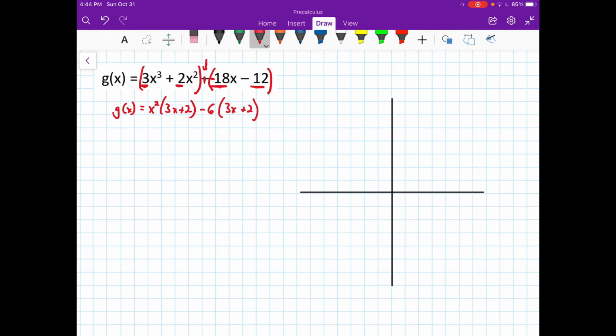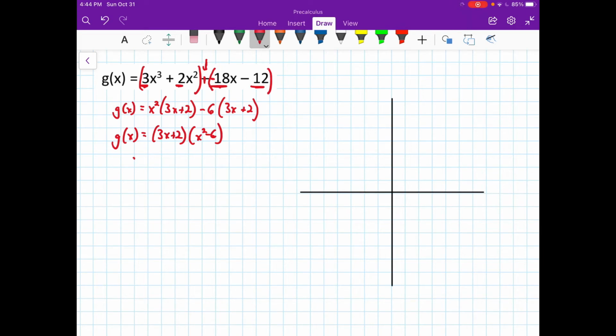And you see we have those 3x plus 2's there. We're going to factor out a 3x plus 2. And we notice we have common factors. We can go ahead and factor that out. And so this is 3x plus 2, and we have x squared minus 6. Factoring by grouping doesn't always work, but when it does, it's usually a little quicker than using the rational root theorem, which is finding possibilities of C over D.